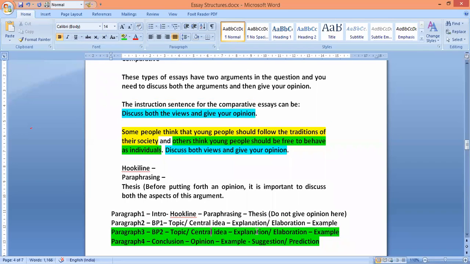Sir, in this type of essay, if we are agreeing with one view, are we supposed to give two points in BP2 for that? No, no. You only have to support two sides, and then you have to give your opinion on which side you support. It's not about which outweighs the other, what is larger than the other. It is just what is your opinion? What idea do you support?